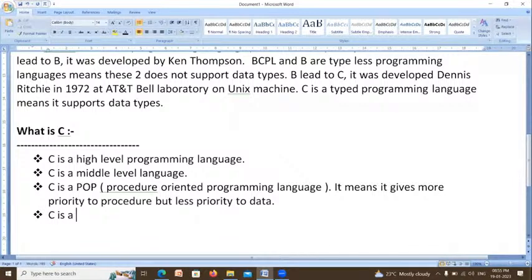C is a typed programming language. What is the meaning of this one? It supports data types.